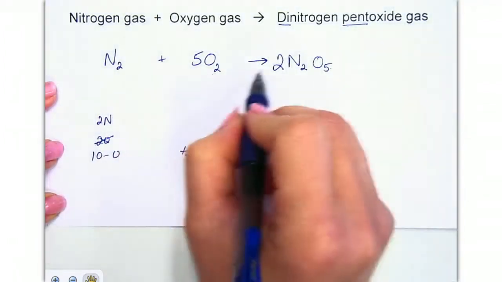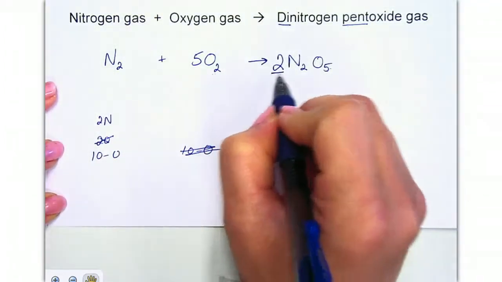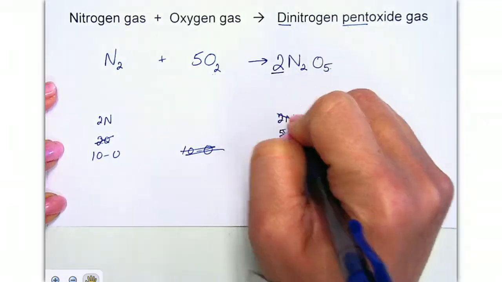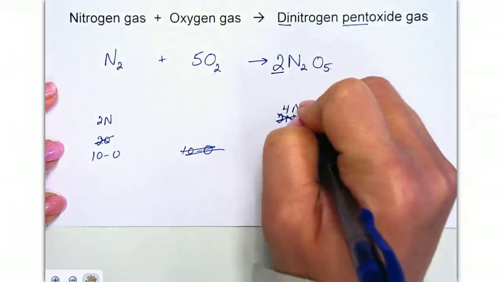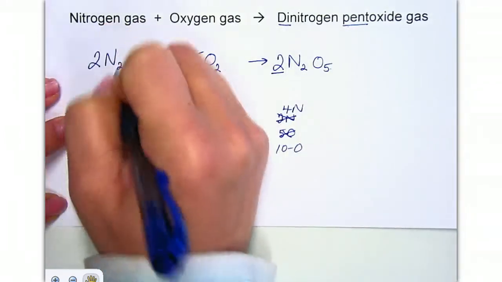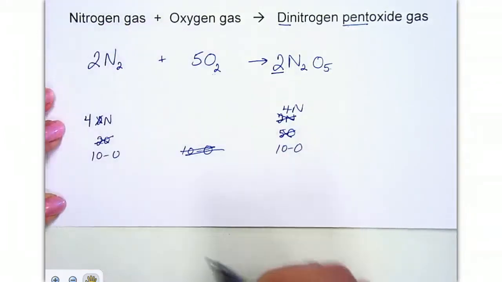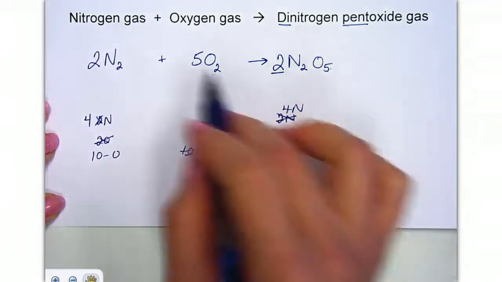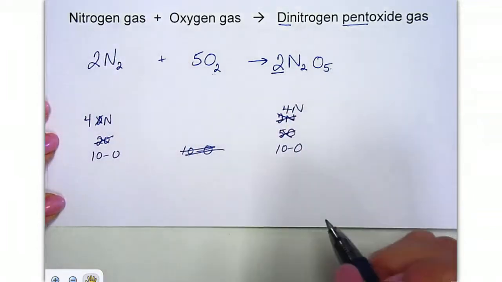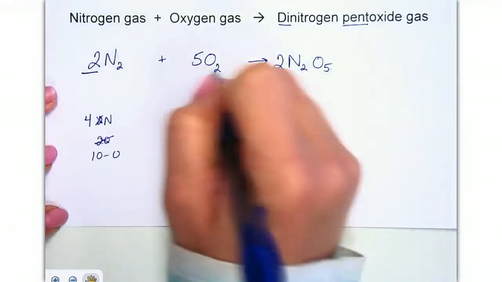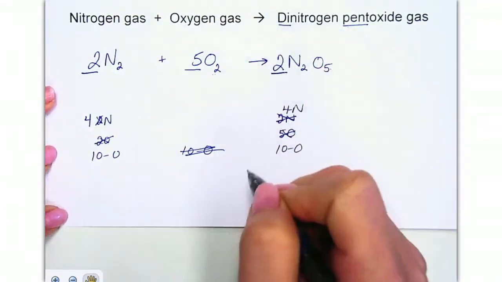My nitrogens have changed. Because I added this 2, that changes my nitrogen now to 4 nitrogens. So this is no longer 2, it's now 4 nitrogens. So on the left, I'll need a 2 here. 2 times 2 will make 4 nitrogens. So because I have 4 and 4, 10 and 10, I've now completed this balancing. The ratio is a 2 to 5 to 2 ratio.